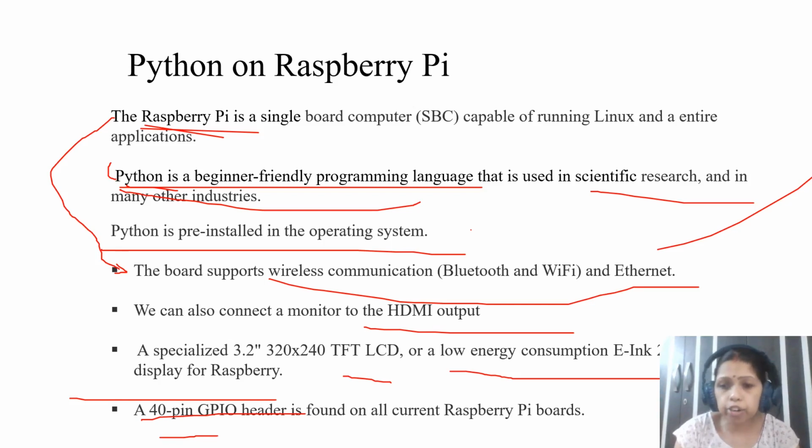So it is like an Arduino board, but it has more features. You cannot say an Arduino is a computer, but you can say the Raspberry Pi is a computer if you connect the Raspberry Pi with a monitor, keyboard, mouse, and everything.